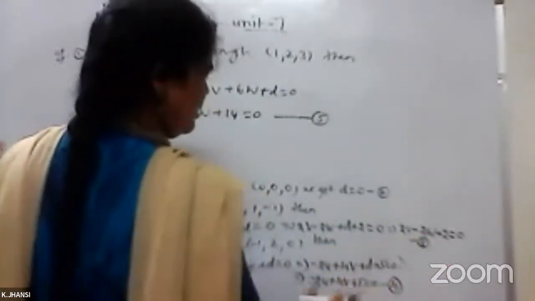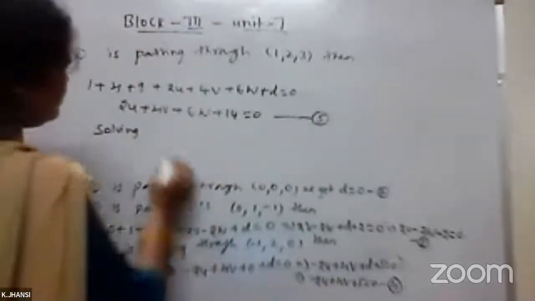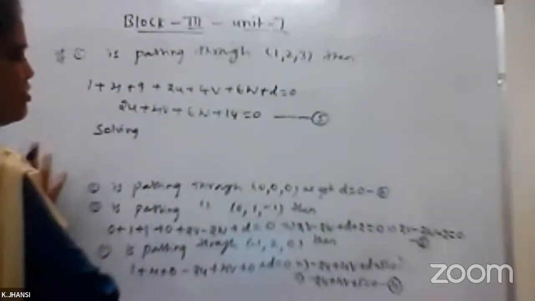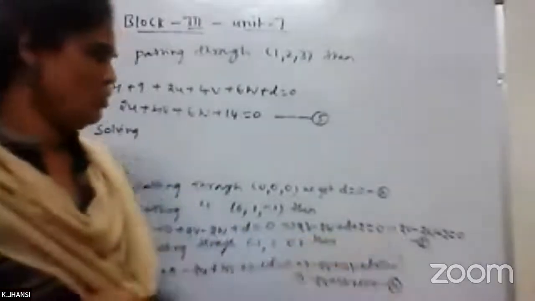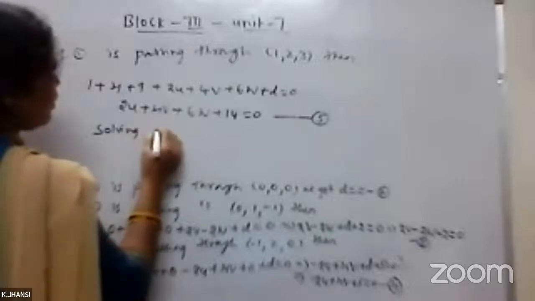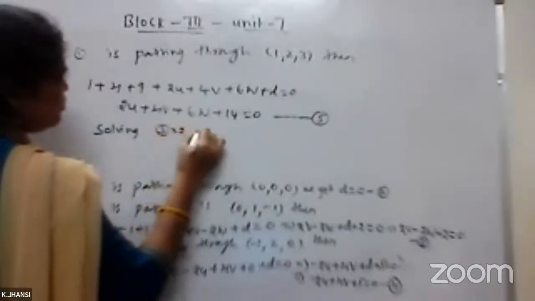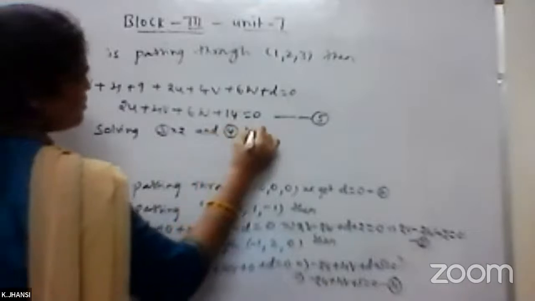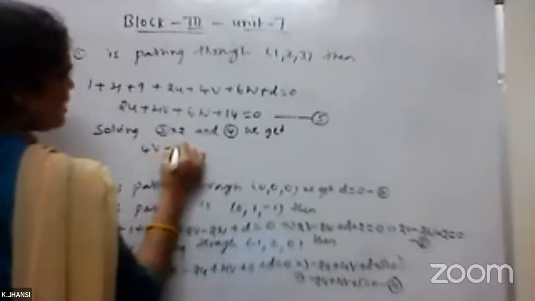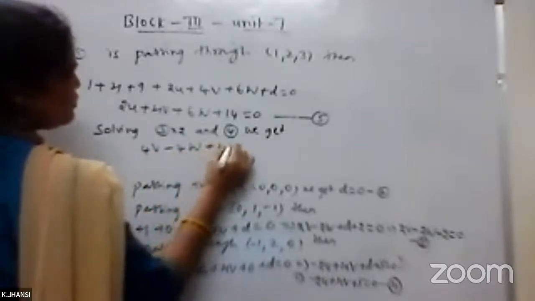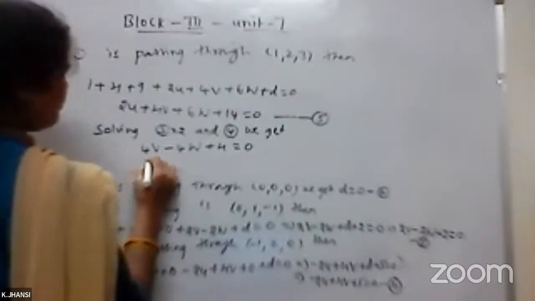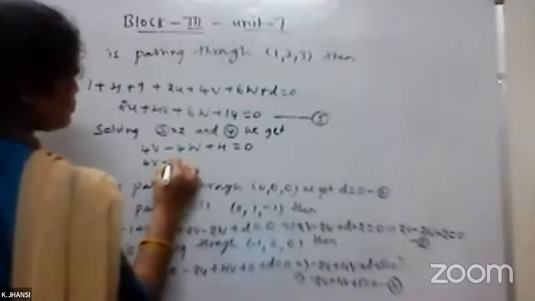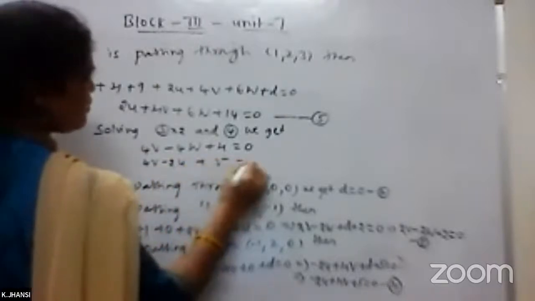So here 2v and here w is there. Okay, you multiply 3 with 2. So solving 3 into 2 and 4. Multiply into 2 means 4v minus 4w plus 4 equals to 0. And here -2u, 4v you write first, and -2u plus 5 equals to 0.